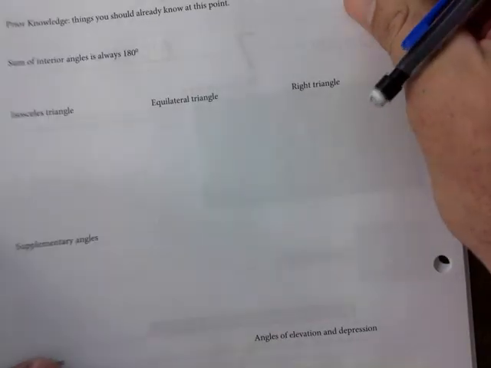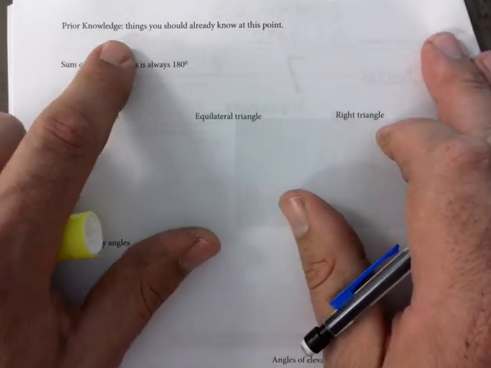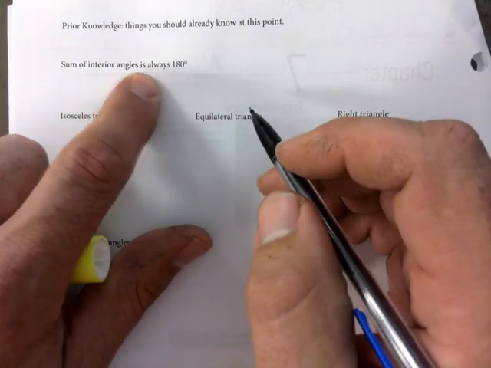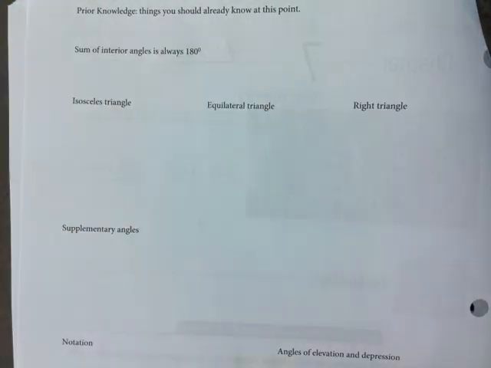So prior knowledge, you should know this already. Sum of interior angles is always 180 degrees. Okay.